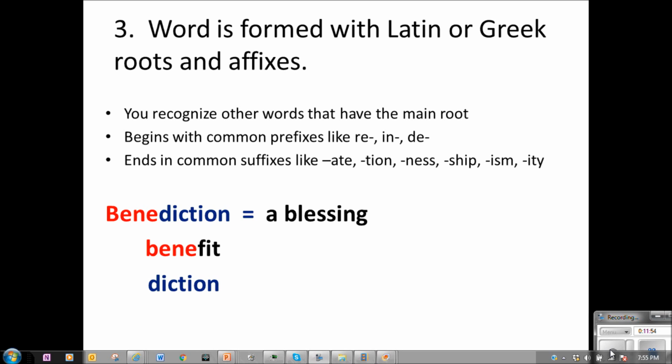You will begin to recognize Greek and Latin roots as we start to study them, but you also may recognize these words because they begin with common prefixes, or you'll start to recognize the common Latin suffixes like -ate for verbs and -tion, -ness, -ship, -ism, and we'll start to make a list of those, and if you see words like that, they're probably good vocabulary words.